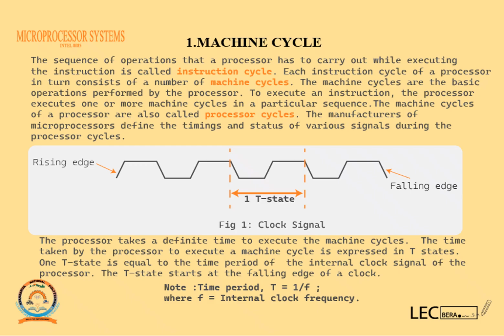To execute an instruction, the processor executes one or more machine cycles in a particular sequence. The machine cycles of a processor are called processor cycles. So the manufacturer of microprocessors defines the timings and status of various signals during processor cycles. You have to understand that a microprocessor will always carry out activities in a timed manner. So everything which we do with the microprocessor, or what the microprocessor does, all activities have to be timed.